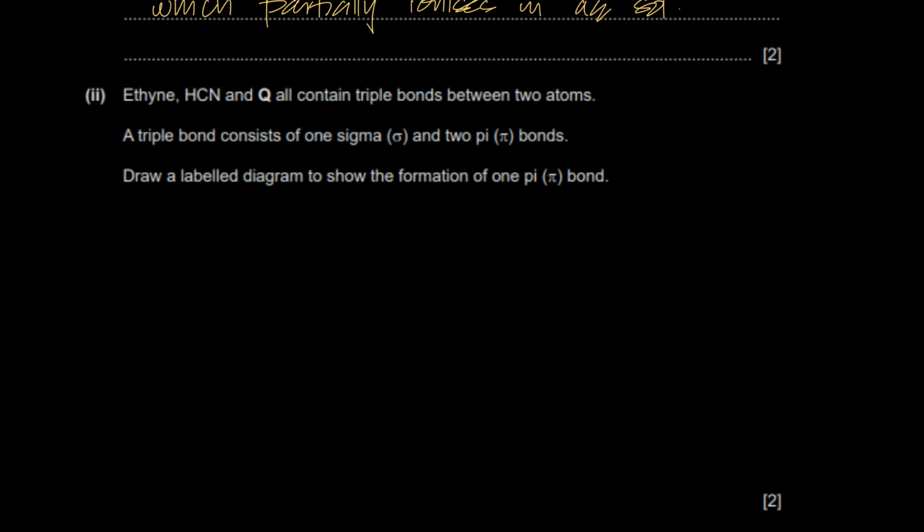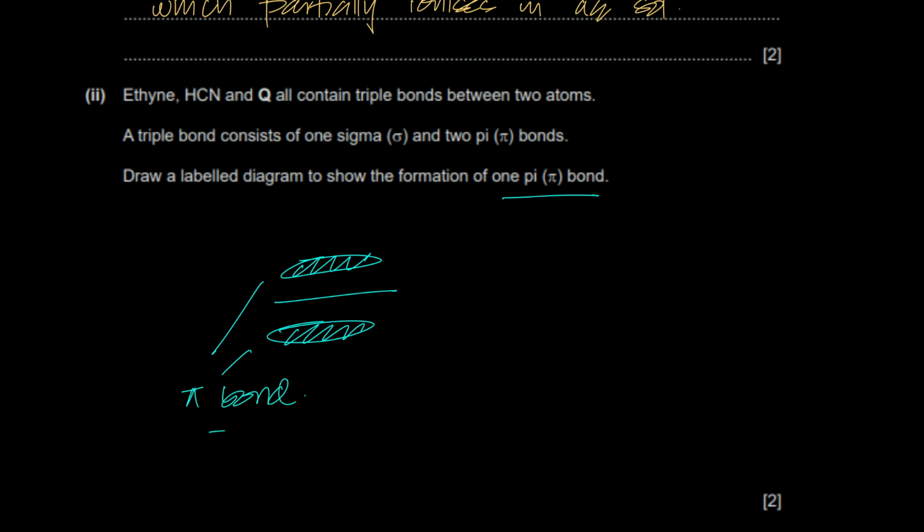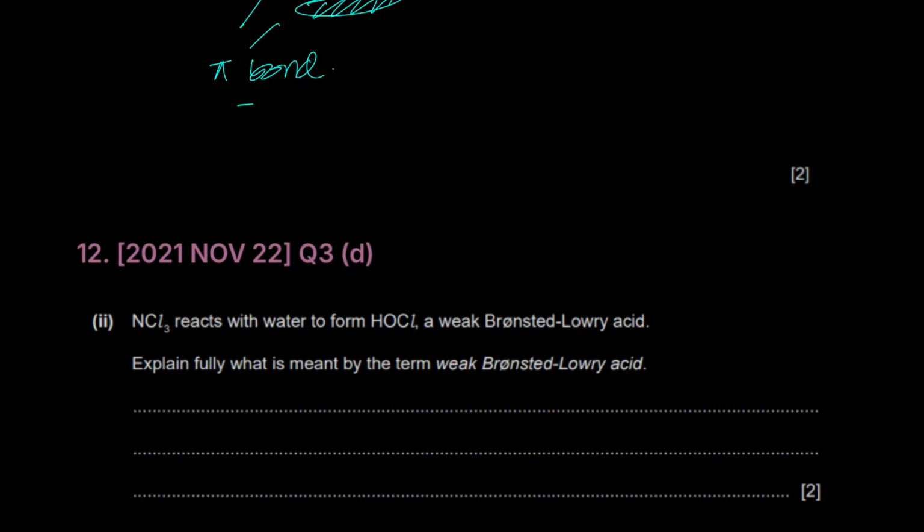Ethyne, HCN, and Q all contain the bond, and so on. A triple bond consists of 1 sigma bond and 2 pi bonds. Okay, draw a labelled diagram to show the formation of 1 pi bond. We can easily show the formation of 1 pi bond, although this is chapter 2, but here you go. This is how a pi bond looks like. Both of these, above and below the plane, contribute to the pi bond, right? And that's it, 2 marks, easy peasy lemon squeezy.